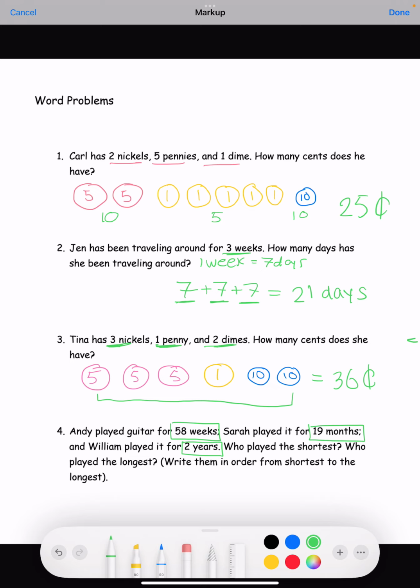So that's pretty short compared to the others because 19 months is a lot over 1 year, because there's 12 months in 1 year and 19 is a lot over. And William played it for 2 years, so William automatically outruns Andy and Sarah because 2 years is a lot more than 19 months and 58 weeks. So Andy would be the shortest. Andy played it for the shortest amount of time. And then it would be Sarah. And lastly, William played the longest.